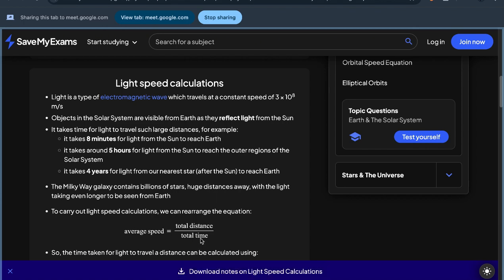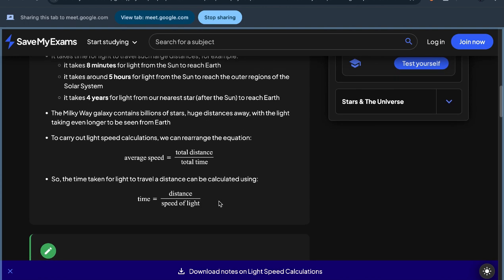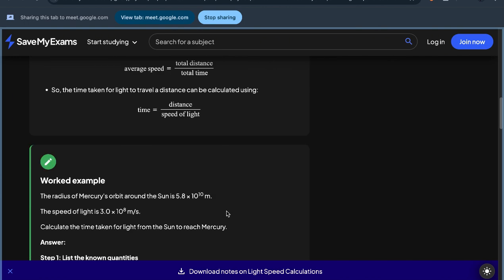If you're looking for time, it will be distance over speed. You cross multiply and make time the subject. If you're looking for distance, you cross multiply and it becomes speed times time. If you're looking for speed, it's distance over time. This is what we will use in our calculation.